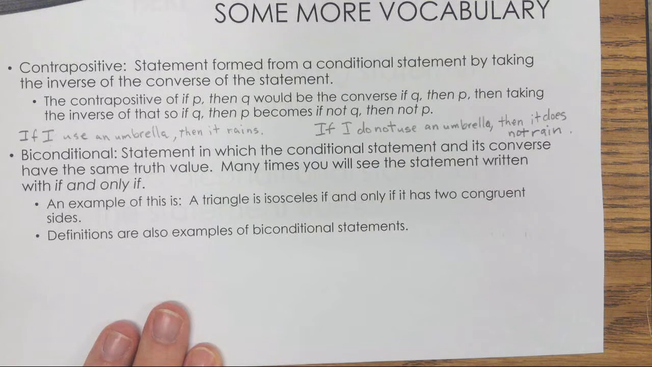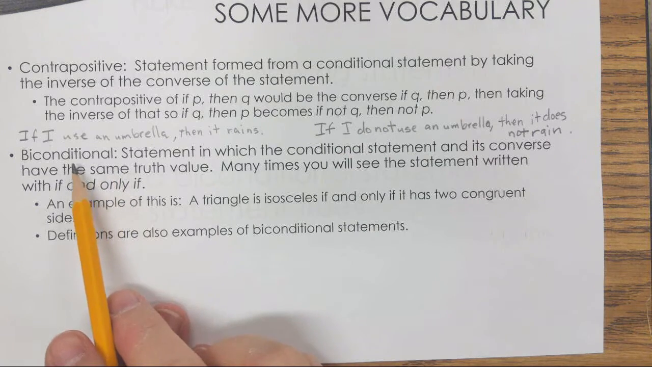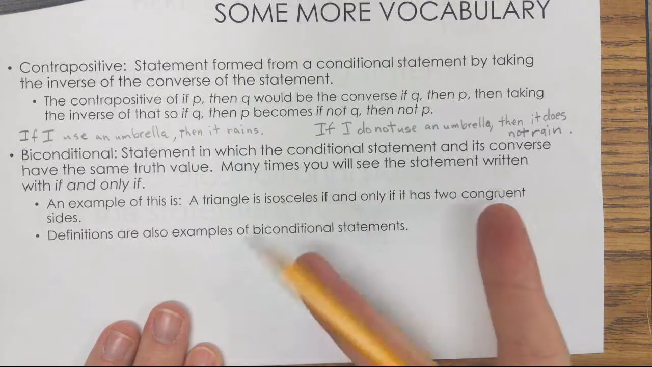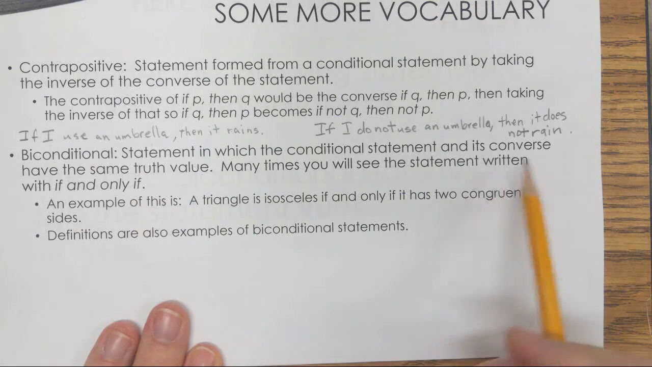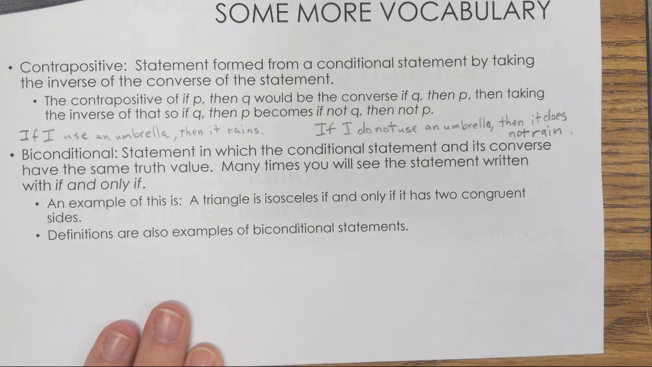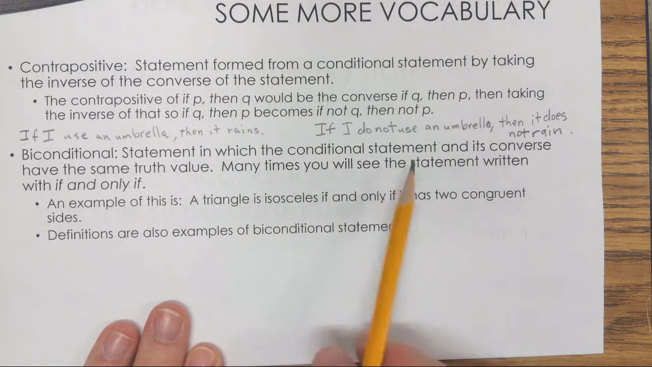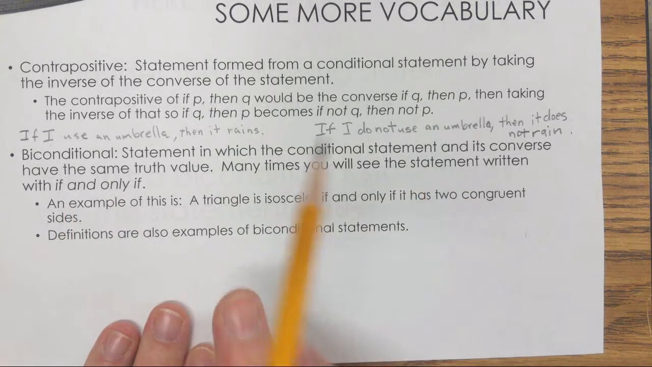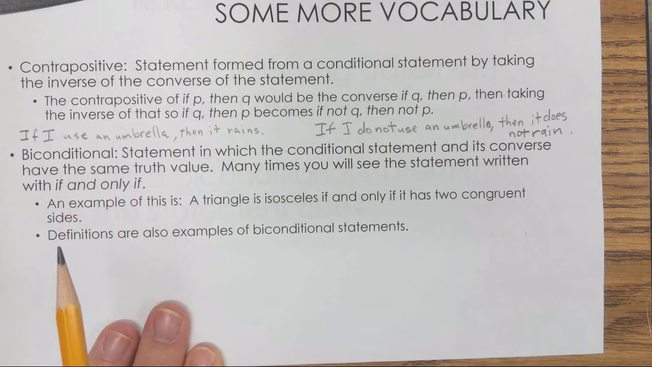Not too bad. Okay. Here's another vocabulary word. It's called a biconditional statement. This is a statement in which the conditional statement and its converse have the same truth value. So I read the conditional statement, I flip it around to have the converse, and they're true both ways. Okay? A lot of times you'll see these statements written as an if and only if, and if they're true both ways, then they're definitions.